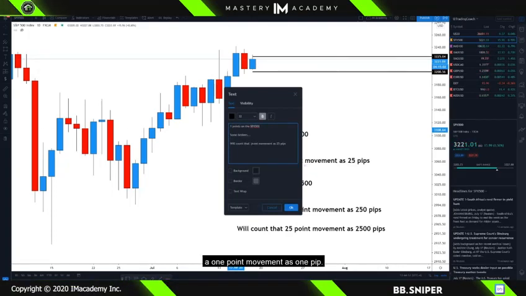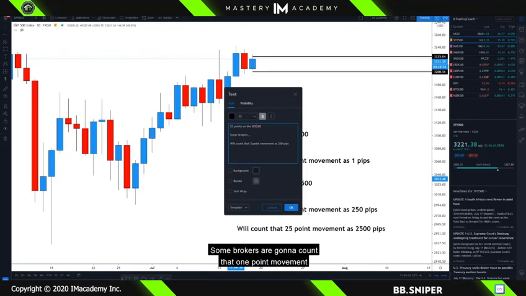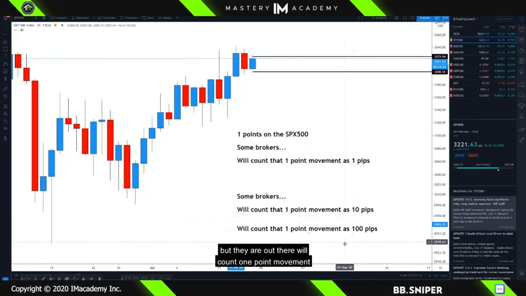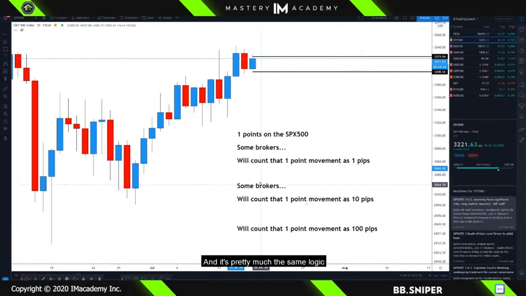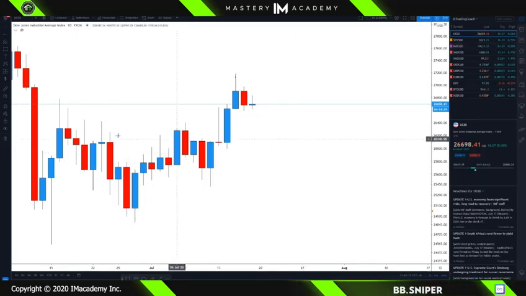All right, some brokers are going to count a 1 point movement as 1 pip. Some brokers are going to count that 1 point movement as 10 pips. And other brokers, very rarely, but they are out there, will count a 1 point movement on the S&P 500 as 100 pips. And it's pretty much the same logic for the Dow Jones or the NASDAQ.